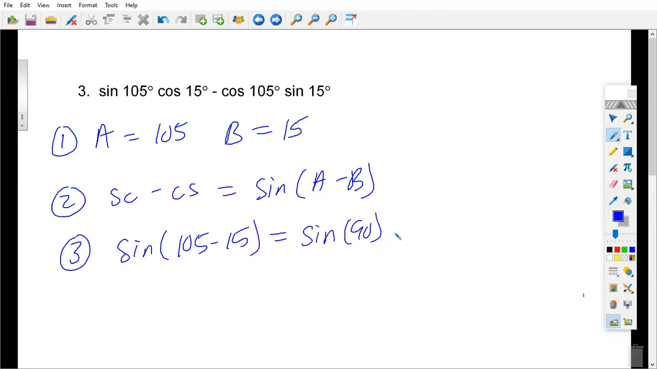And sine of 90 simplifies to what? 1. So your answer is 1. So all of that condenses all the way down to 1. It happens. Sometimes you get simple answers, sometimes you get complex.